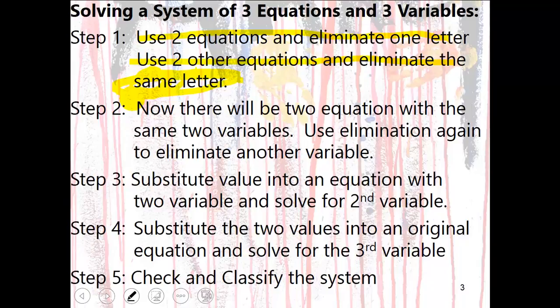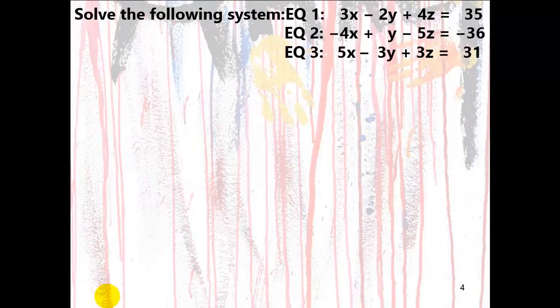Now we're going to take those two equations with two variables, and then we're going to eliminate again, leaving us just one variable that we can solve for. Once we solve for that value, we're going to substitute it back into one of our two-variable equations and solve for the second variable. And then we're going to take those two values and plug them into an original equation and solve for the third variable. We're just going to quickly check our answer and then classify the system. All right, so here we go.